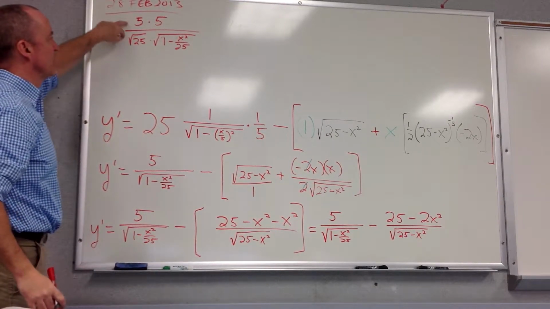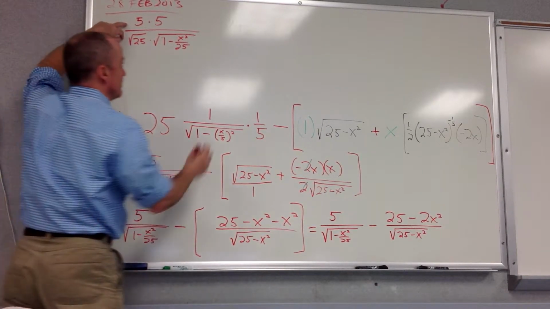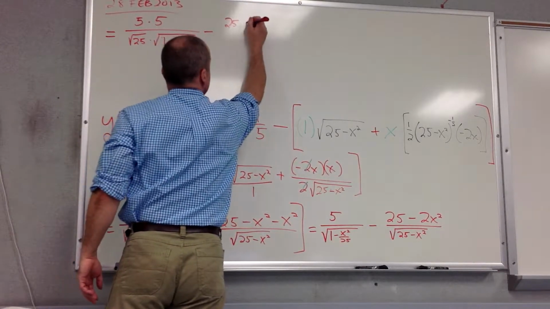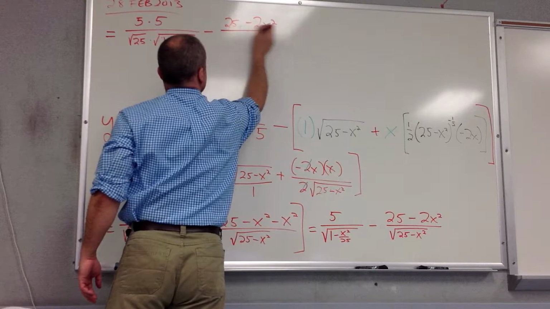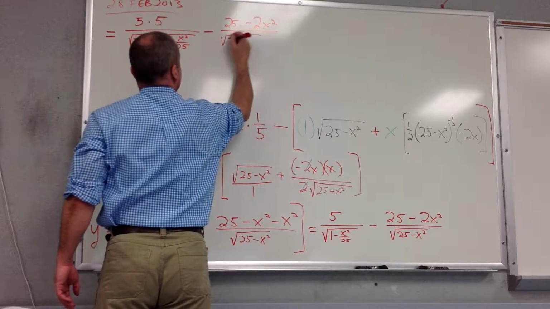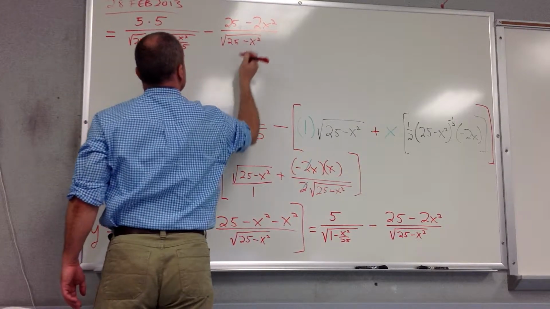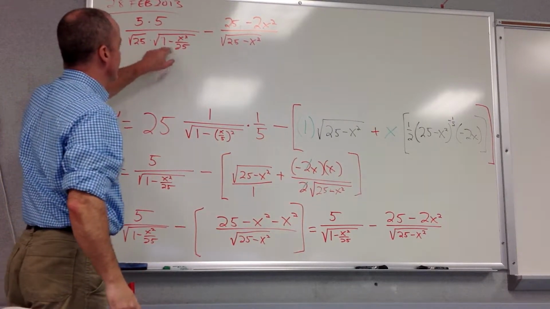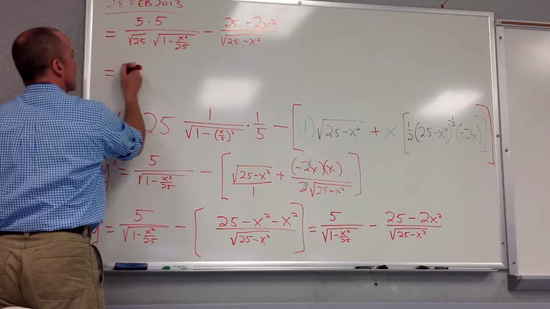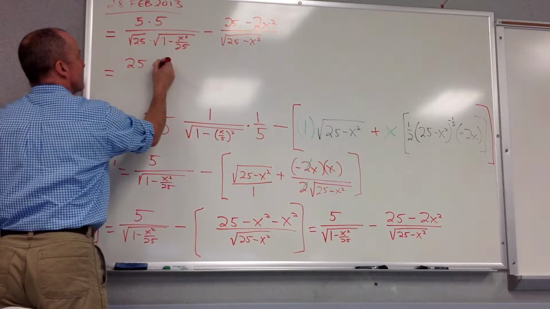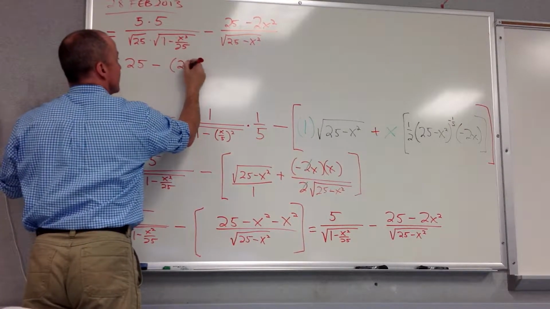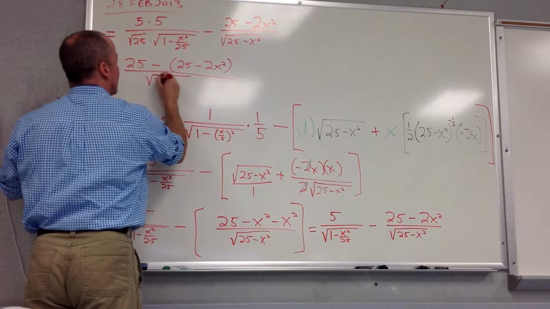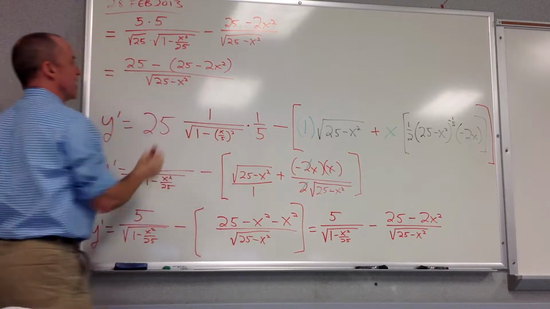5 over root 25 is 1, correct? So I'm just multiplying by 1. That's going to be minus 25 minus 2x squared over the square root of 25 minus x squared. And when I multiply by root 25, that'll become 25 minus x squared. So I'll wind up with 25 minus, parentheses, 25 minus 2x squared, all over the square root of 25 minus x squared.